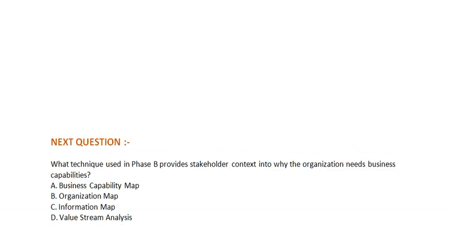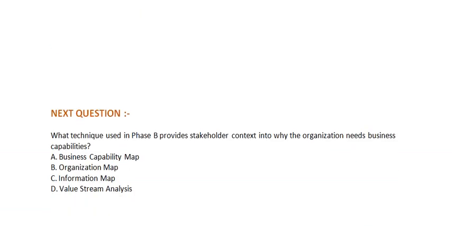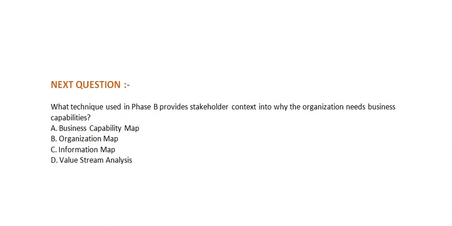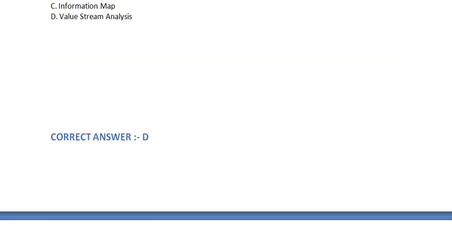Next question is, what technique used in phase B provides stakeholder context into why the organization needs business capabilities? Option A, business capability map. Option B, organization map. Option C, information map. And option D, value stream analysis. And the correct answer is option D.